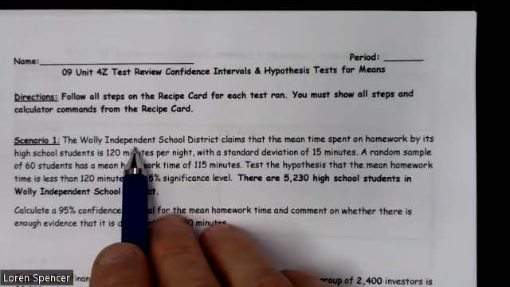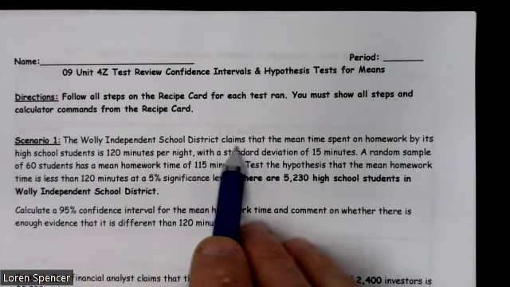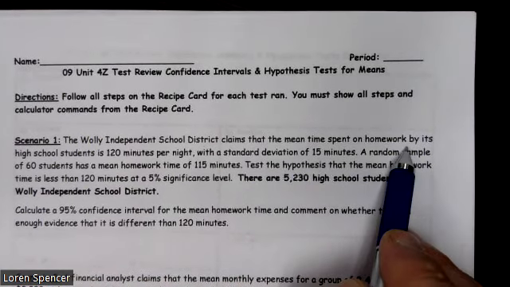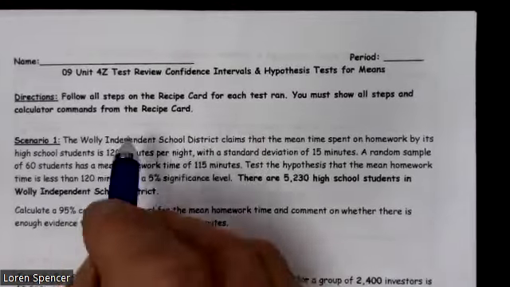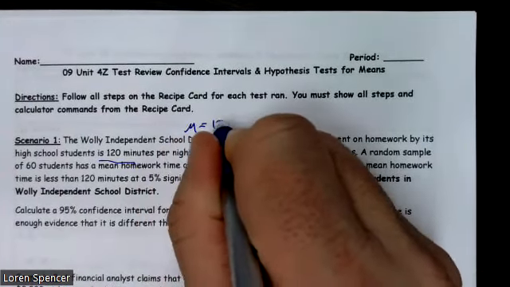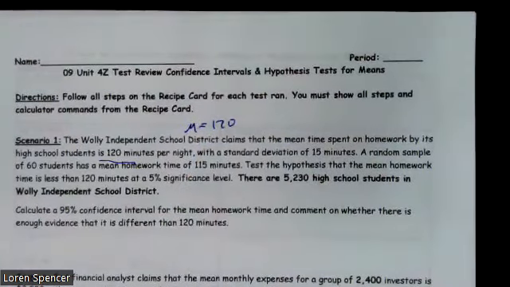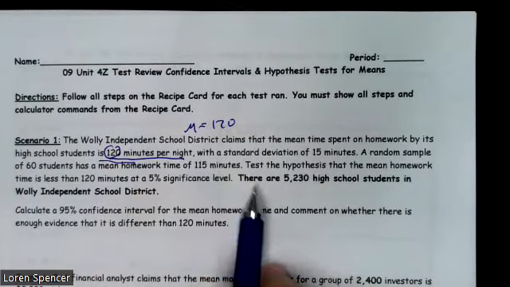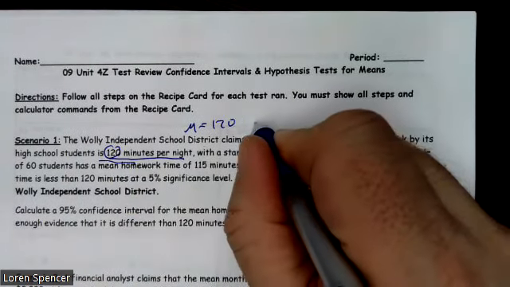So the Wally independent school district claims that the mean time spent on homework by its high school students is 120 minutes per night. So that's the claim. So that's probably our population mean. We'll need to check that, but it's probably our population mean. So 120 minutes a night, almost 2 hours, with a standard deviation of 15.